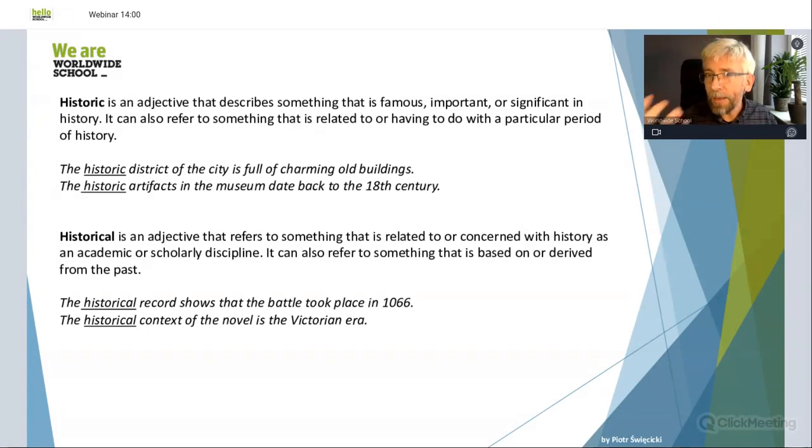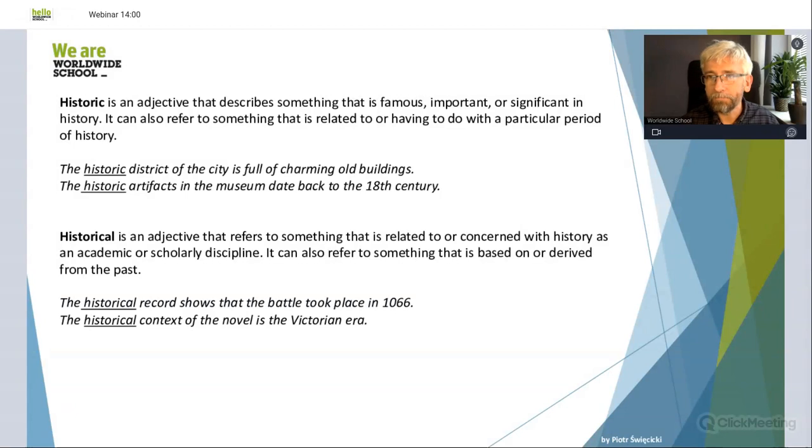It was a historic battle, important in history. Yes, but here we have historical records. So some documents. Someone's typing. What was the name of the English king? The Anglo-Saxon king. Do you know? And the historical context of the novel is the Victorian era.